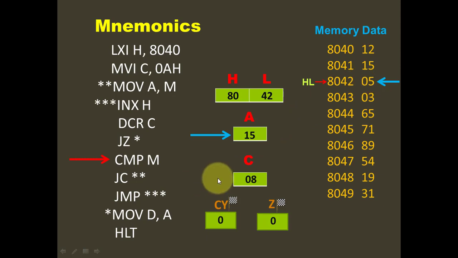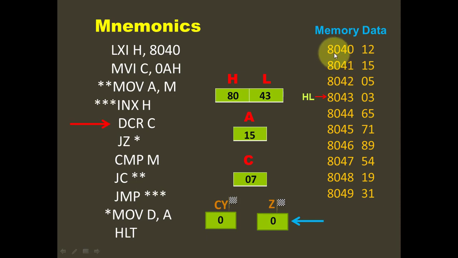so we don't store this 05 into register A. So now in this case the carry flag is reset. As you can see, the carry flag is reset, so this condition JC is not satisfied, so it goes to the next instruction, JMP. Now JMP will directly jump to INX H because this 3 star and this 3 star are there, so it goes to INX H instead of MOV A, M. So now this goes to 8043, so this becomes 43. Then we go for DCR C, so this becomes 07, and of course the zero flag is not set.